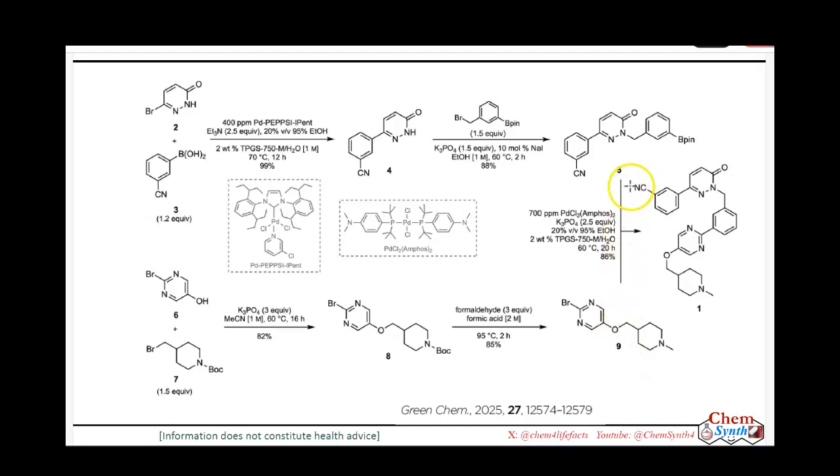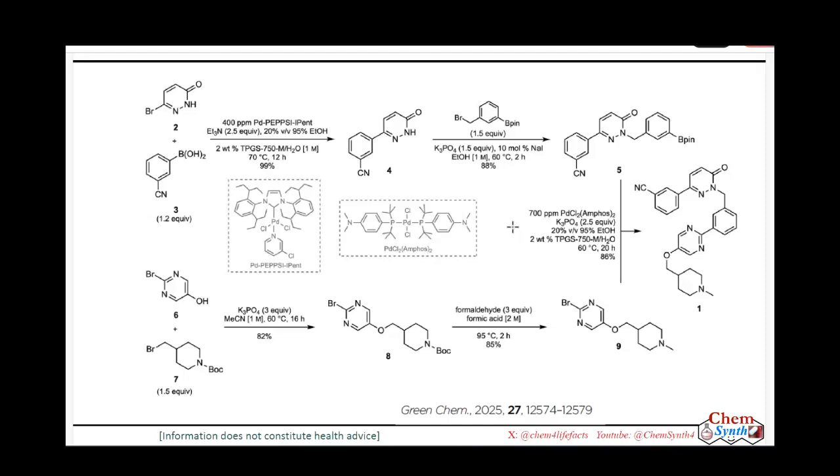Now they coupled intermediate 5 and intermediate 9. This is a palladium catalyzed Suzuki-Miyaura coupling reaction. You can see it's a boronic pinacol ester and this aryl halide coupling. And here they have used palladium chloride Amphos as the catalyst. Here is the structure for the catalyst. They have used only 700 ppm of the catalyst in presence of K3PO4 as the base.